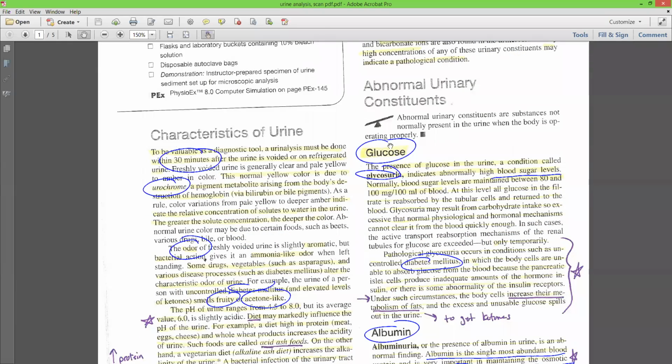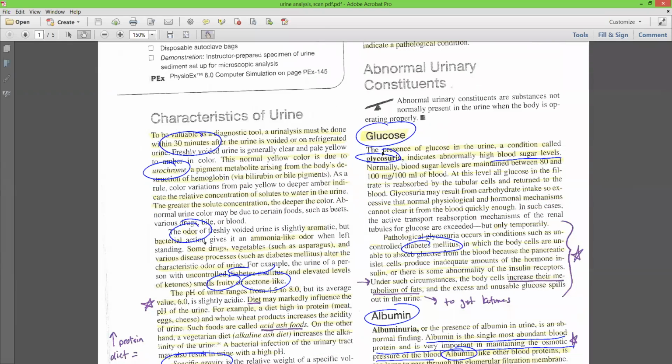Okay, glucose. The presence of glucose in the urine would be glucosuria. So abnormally high blood sugar levels are likely accompanied with that, and they're spilling into the urine. So you would think diabetic with this. Okay, it could also be from excessive sugar intake. So the person might be fine, but they just had too much sugar intake.